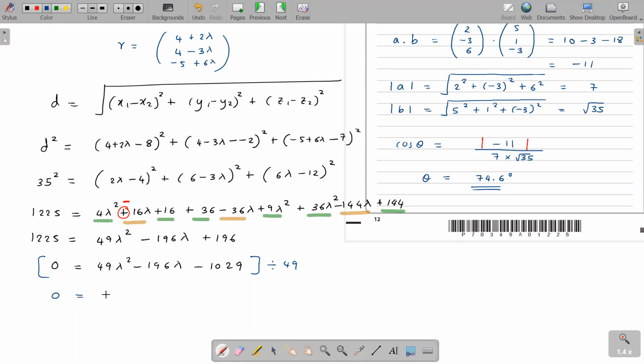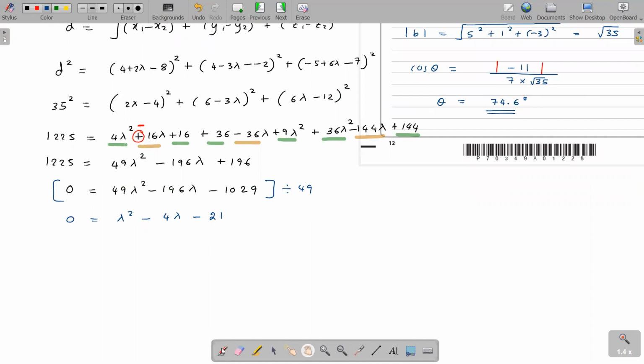So here we get lambda square. Can I know how much is minus 196 divided by 49? Minus 4 lambda. The other one? Minus 21. Then it's a simple quadratic equation. Can I know the two lambda values? Lambda minus 7 and lambda plus 3 are the two factors. Basically, I get lambda equals 7 or lambda equals minus 3.